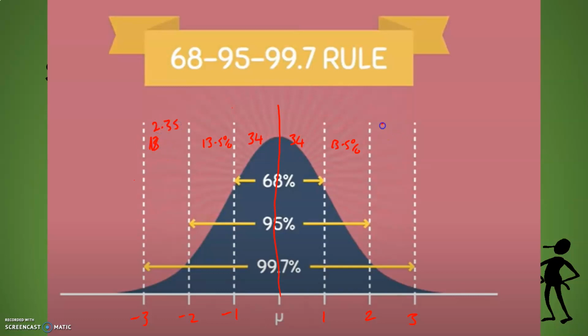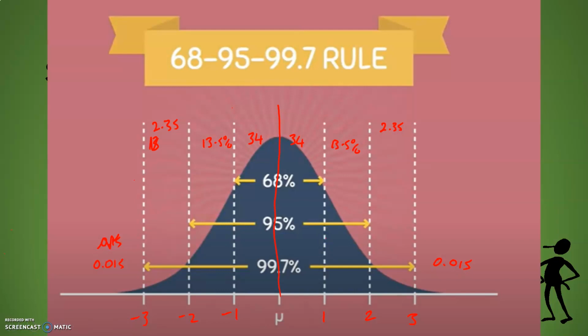2.35%, 2.35%, leaving 0.15%. Oh, that's a little bit high. 0.015%, 0.015% above.